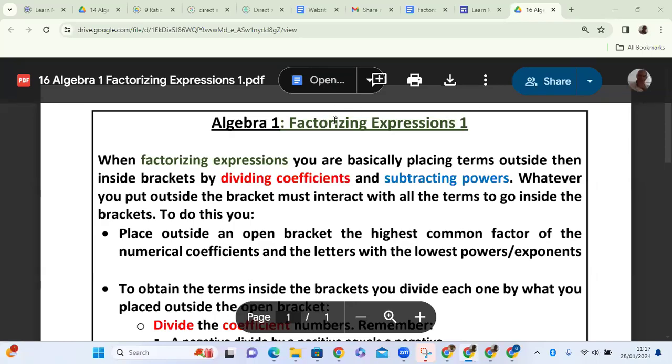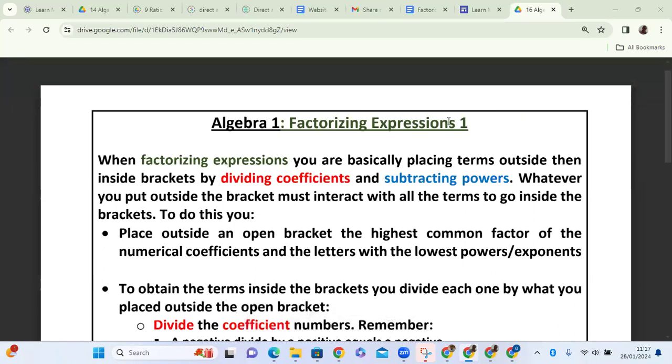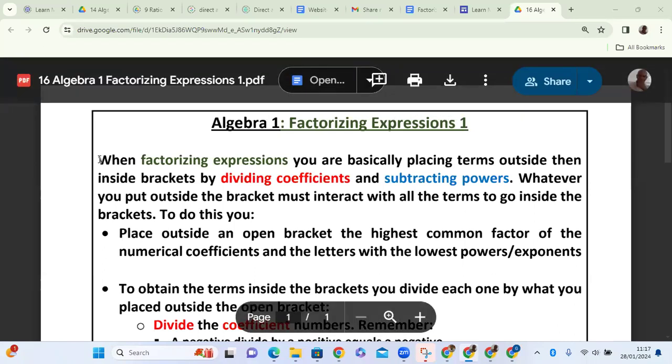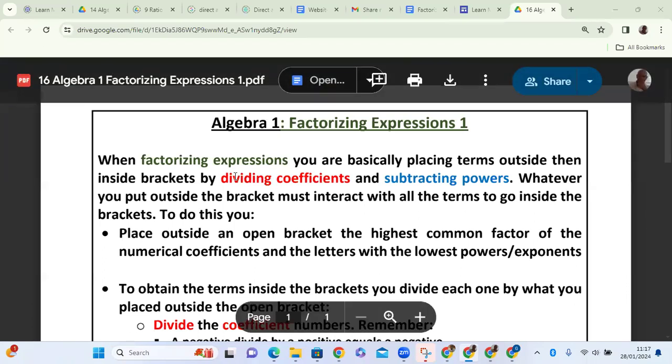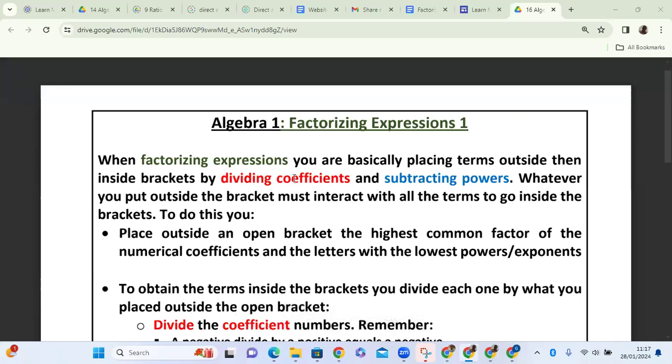Algebra 1, factorizing expressions 1. It reads, when factorizing expressions, you are basically placing terms outside, then inside brackets by dividing coefficients and subtracting powers. So basically, these are the operations you'll be doing when you are factorizing. You'll be dividing coefficients. A coefficient is a number that is in front of a variable, and subtracting powers.